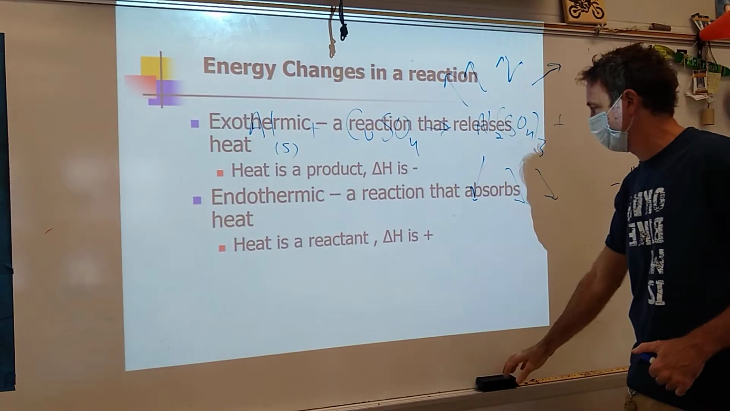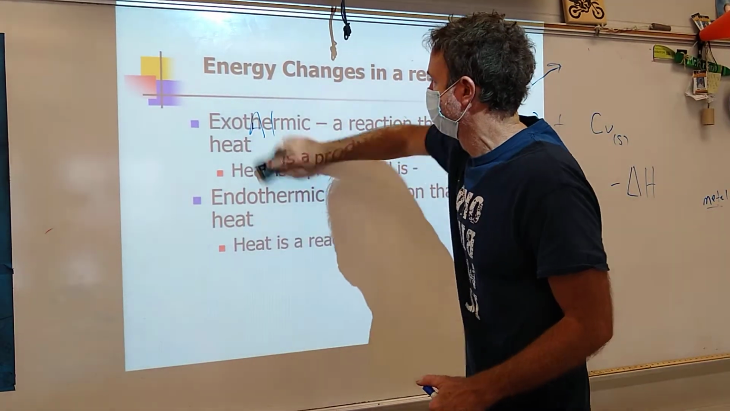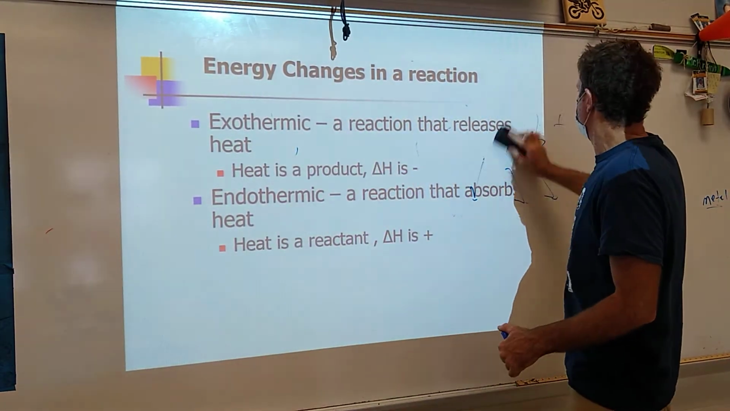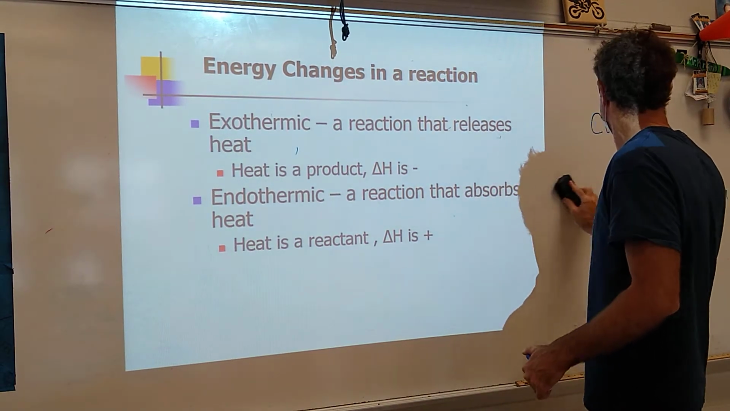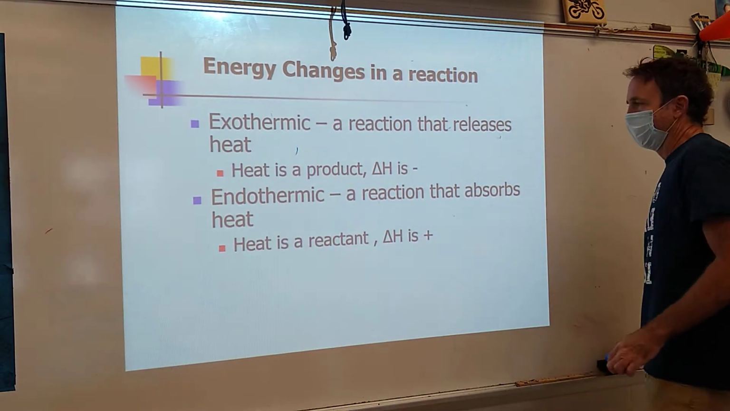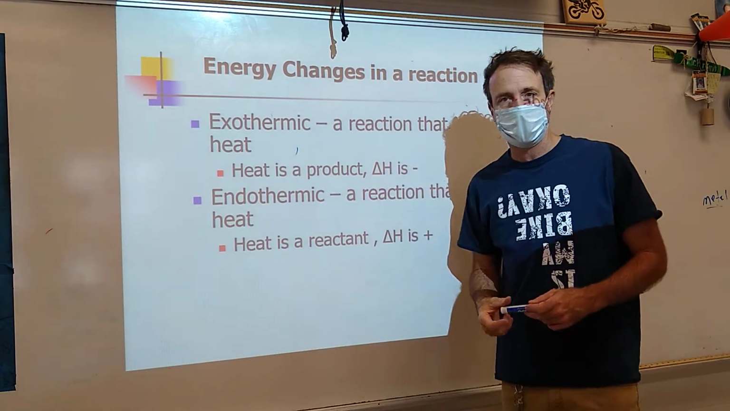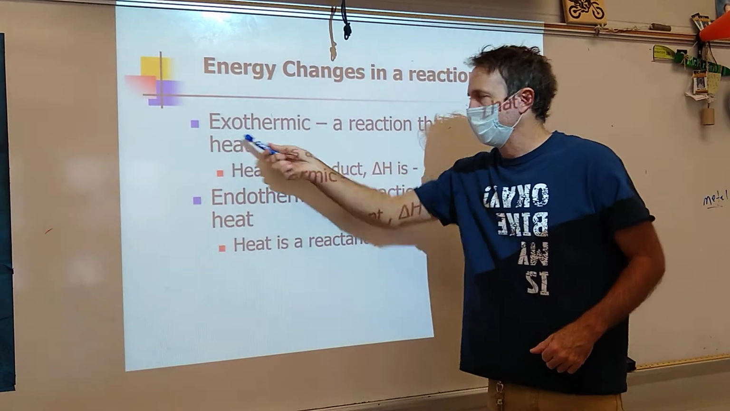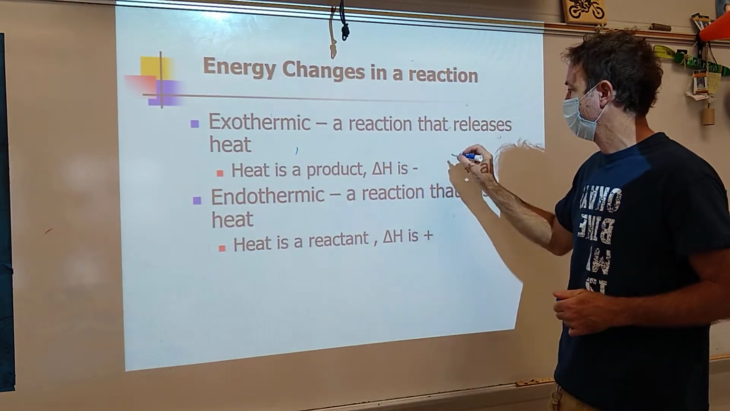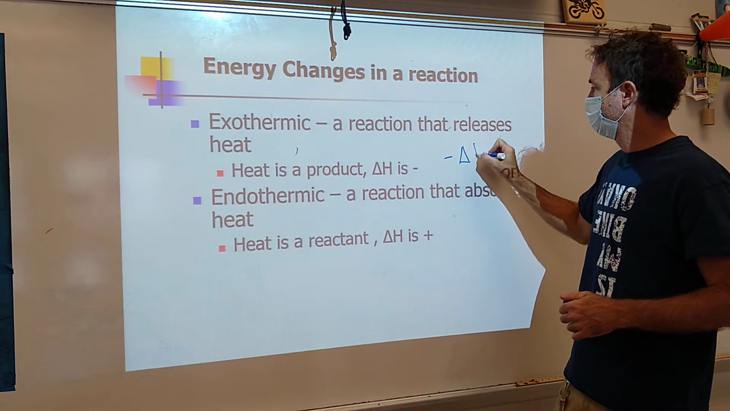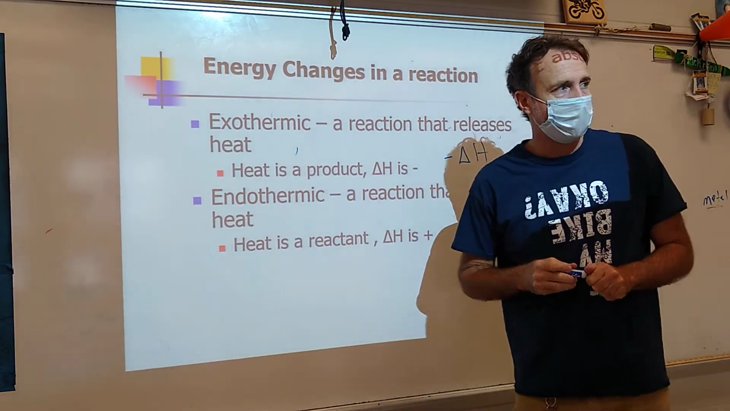When we talk about something being exothermic, we talk about it having a negative delta H. Delta means change, H means heat. So something that's exothermic is losing heat. It has a negative delta H. You need to know that.